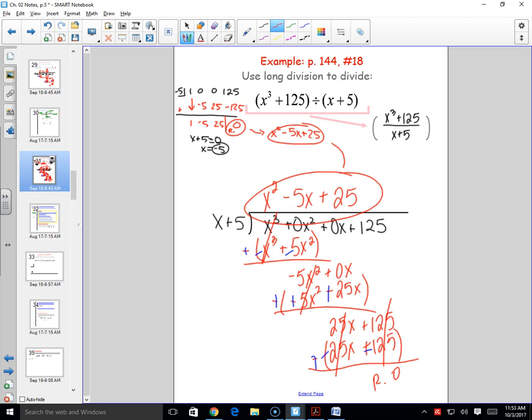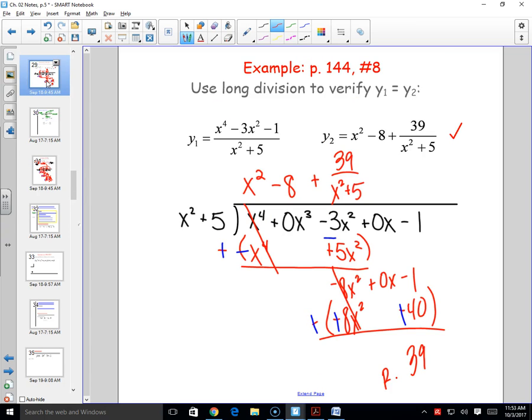Now, synthetic is a shortcut. Some of you saw it last year in Algebra 2. Some of you, if you came from a different school or a different place, maybe not. Synthetic is a shortcut. However, do you remember yesterday? Can we always do a shortcut? No. Remember what I said for this problem that made it so synthetic couldn't work?